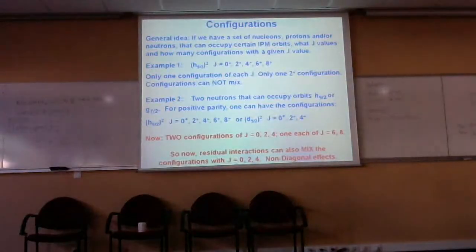Okay, configurations. Let's say we have a set of nucleons that can occupy certain orbits. Once you have more than one nucleon, you have to ask what angular momenta they can couple to. We talked about that already yesterday with the M scheme in a simple case. For 2 particles in h9/2, they can couple to 0, 2, 4, 6, or 8. You could all do the M scheme and tell me that. Notice that there's only one configuration of each J value. There's only one 0 plus state, only one 2, only one 4, and so on.